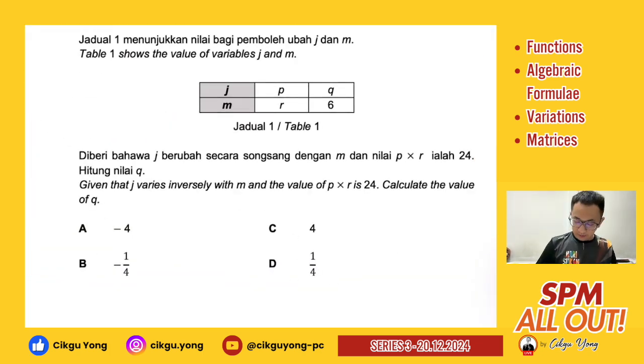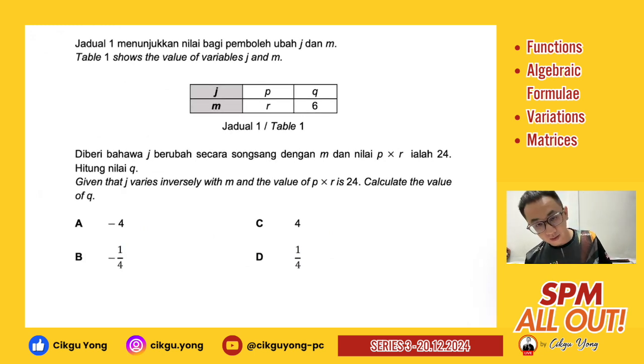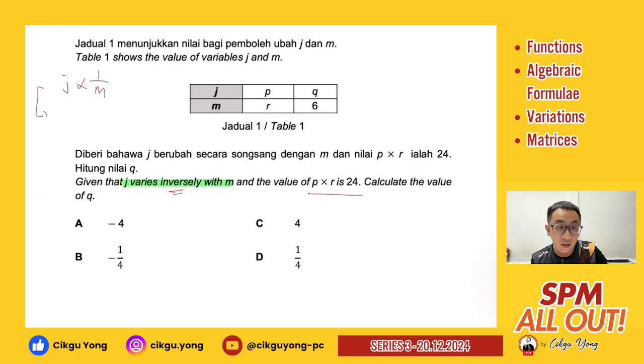This is a standard calculation part if you are involving calculations about your variation. Okay. So table 1 shows the value of variables j and m, given that j varies inversely with m. So this is the part. J varies inversely with m. So this is the one. Okay? And the value of p times r is 24. Okay, we don't care about that first. From this to change it to equation. Again, j equals to something over m. On top, it is a k.